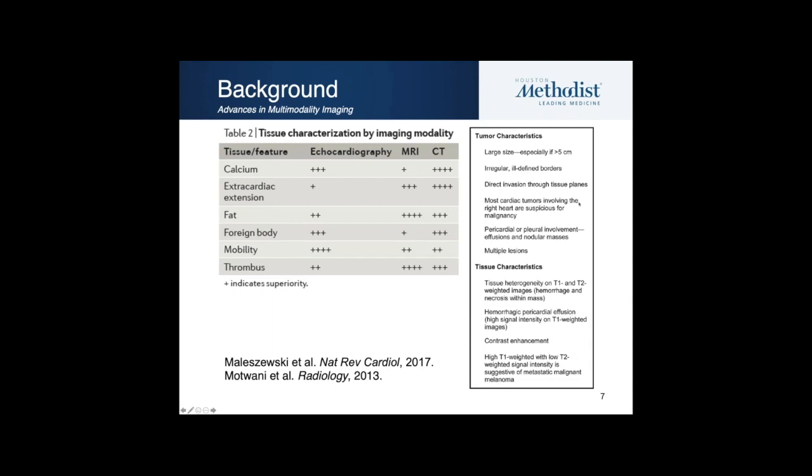Also, advances in multimodality imaging specifically have improved the non-invasive diagnosis of these cardiac tumors. Usually first-line, echocardiography has initial benefits in determining certain characteristics of tumors, such as calcium. Whether there is a tumor is often determined by this first-line test, other than incidental findings on CT, which is often the case. Also, foreign bodies and mobility are a key aspect where echo is superior to the other two modalities.